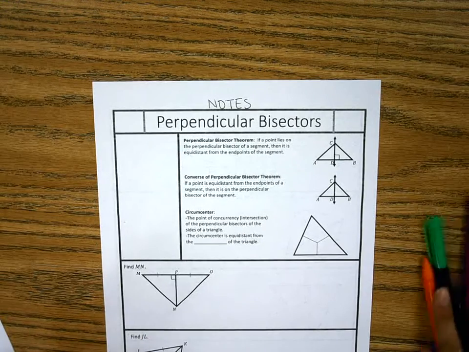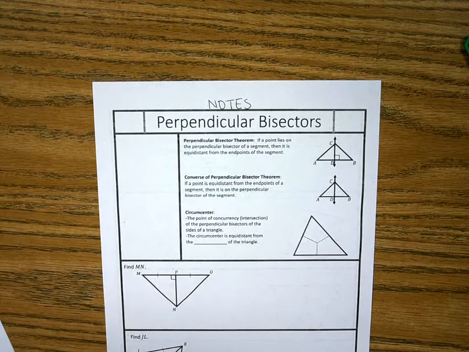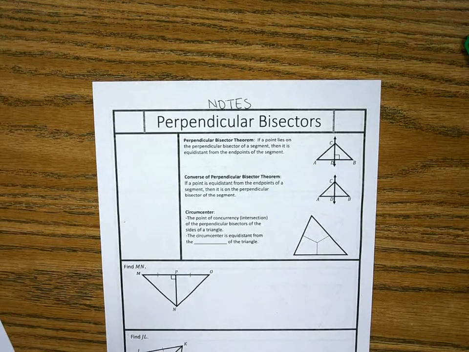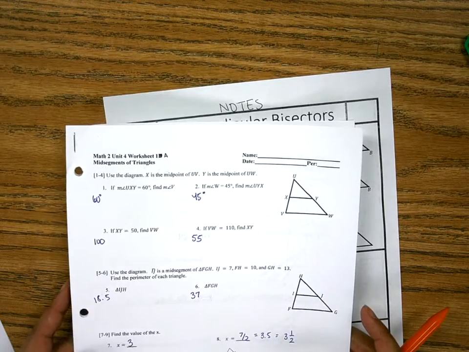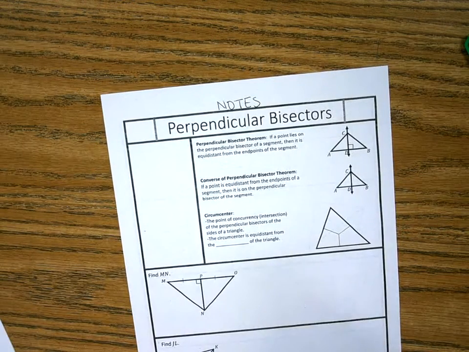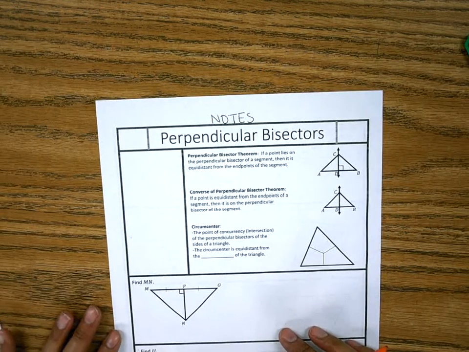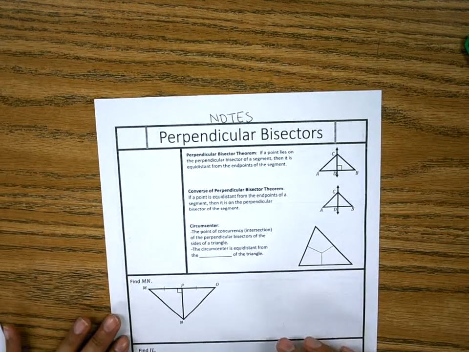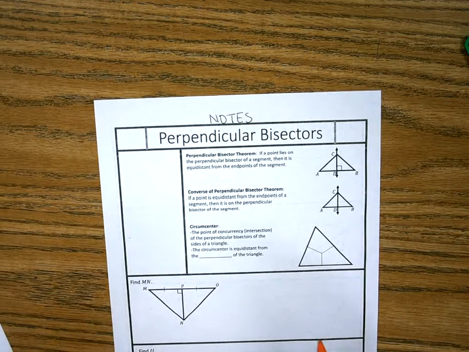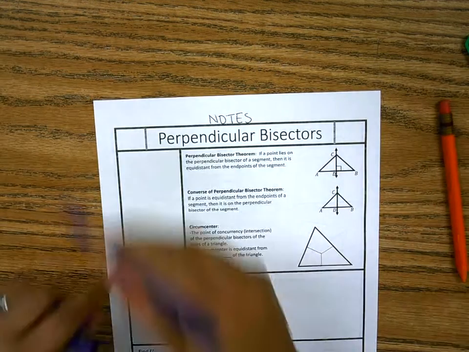You should have a copy of this sheet of notes in front of you already, as well as something to write with, and your packet that was given to you last week. That's this packet here. You should have this packet out, these notes out, a calculator out, and of course something to write with. Okay, perpendicular bisectors is what we're talking about for today.